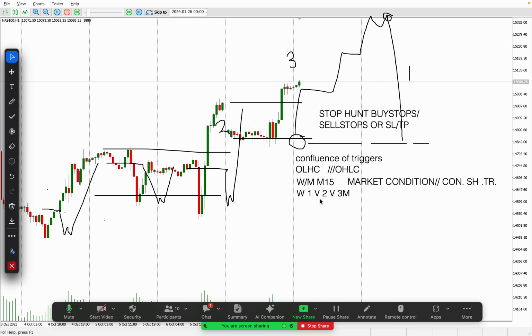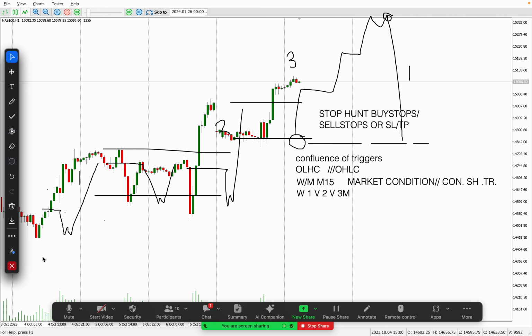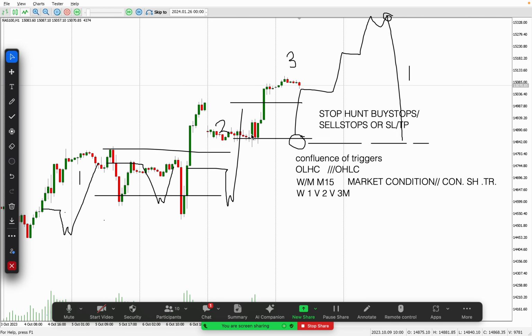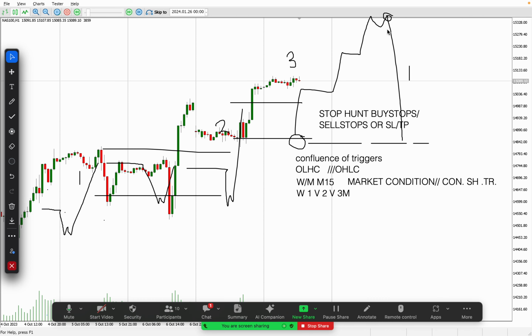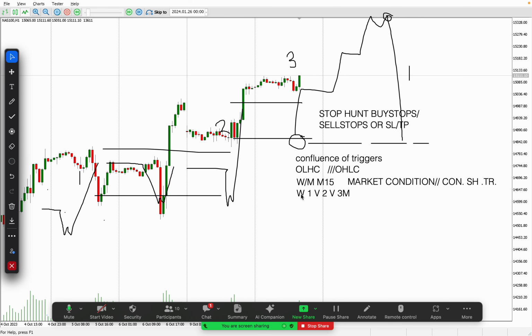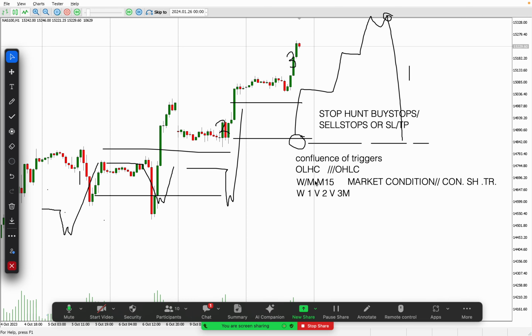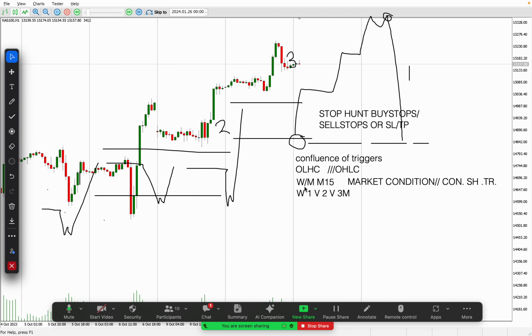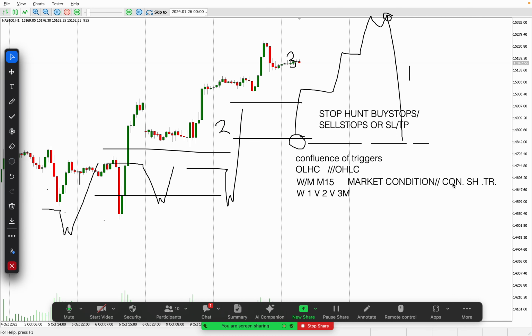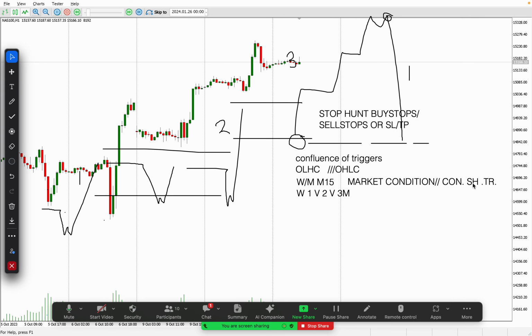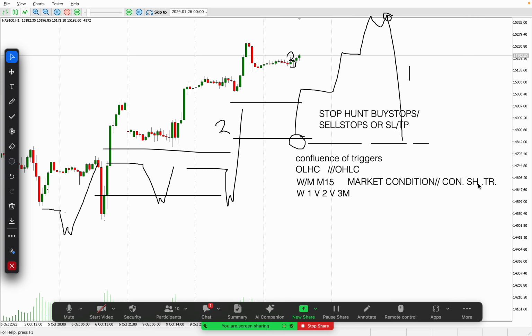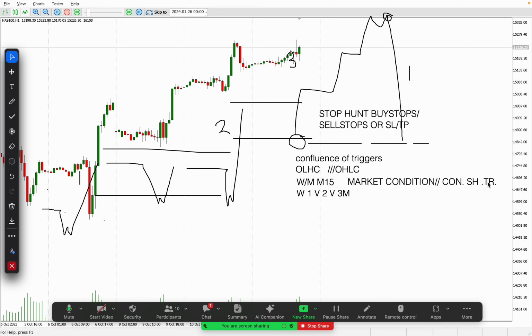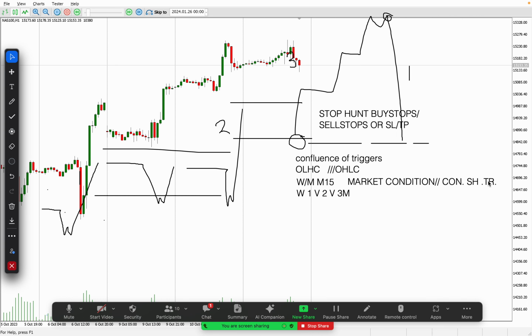So you're looking for this pattern: W, V, V, M. The W on the smaller time frame is going to induce the market condition of a consolidation, stop hunt low, and then the trend is going to be a buy trend.